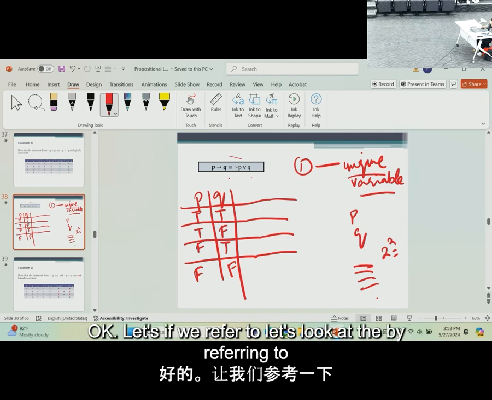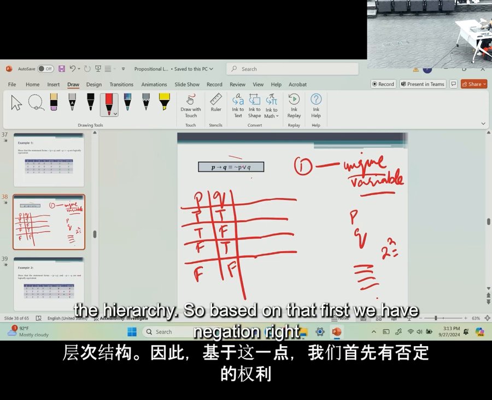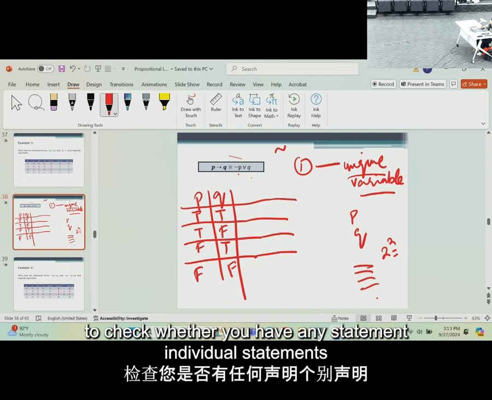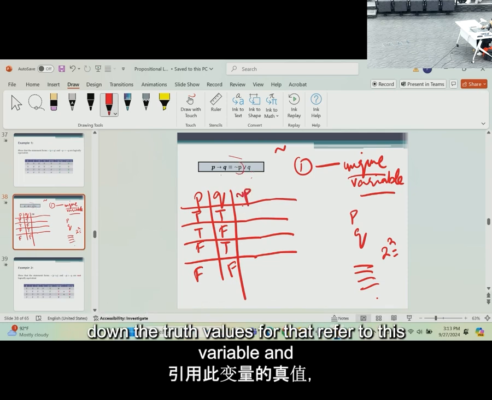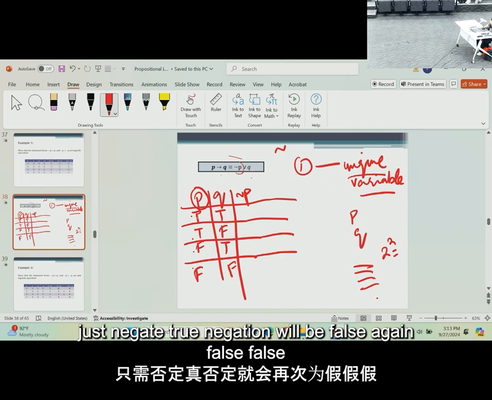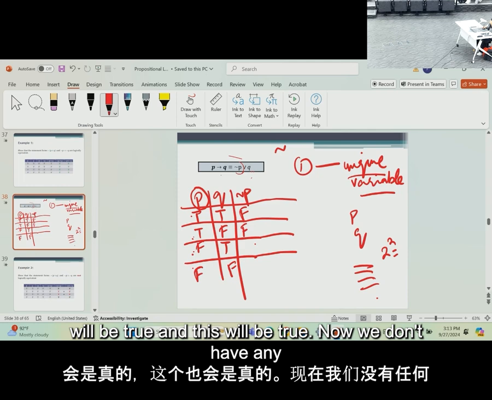Okay, let's look at it by referring to the hierarchy. Based on that, first we have negation, right? So check whether you have any individual statements that are negated. Do we have? Yes, this one, right? So write down the truth values for that. Refer to this variable and just negate. True, negation will be false. Again, false. False will be true, and this will be true.